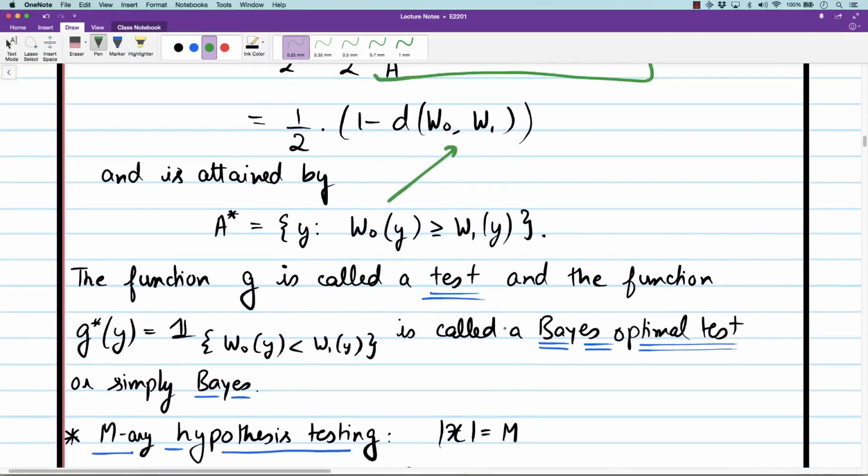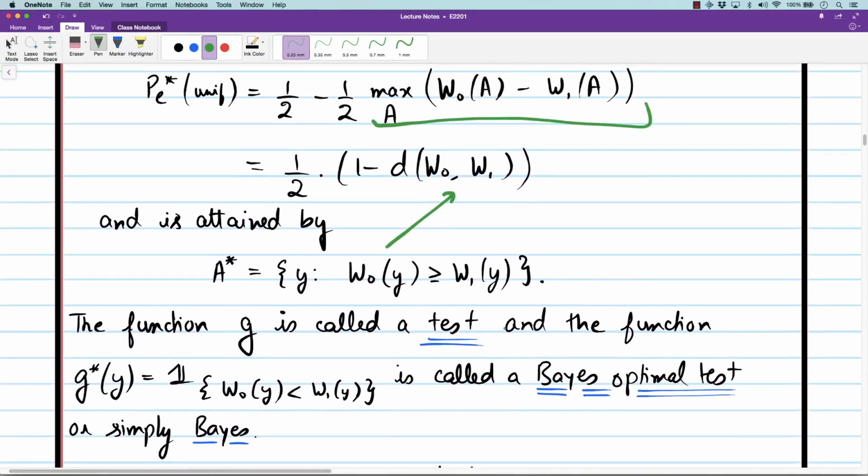Okay. So some terminology. This function g is called a test because it tests if your hypothesis was 0 or 1 by looking at y. And the function g star of y, which is just the function corresponding to this a star, declares 0 if w0 is less than w1 and otherwise it declares 1, is a Bayes optimal test, or sometimes it's just called Bayes. This particular test is optimal for uniform prior because that's the one for which we got this answer. So it's called a Bayes optimal test, optimal for a uniform prior.